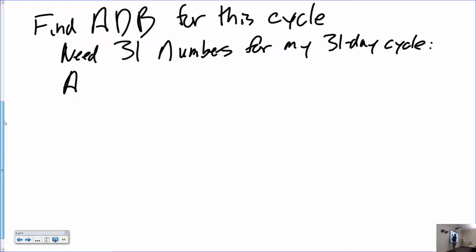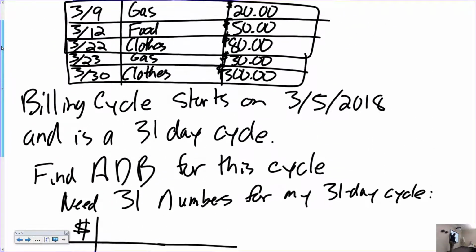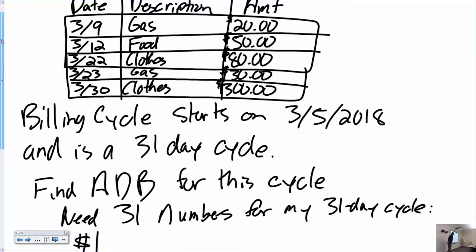What's my first number, folks? So how much money did I borrow on March 5th? $20. Oh, I'm sorry. 0. 0 on March 5th, right? Because I haven't made any purchases yet. My first number is technically 0, right?